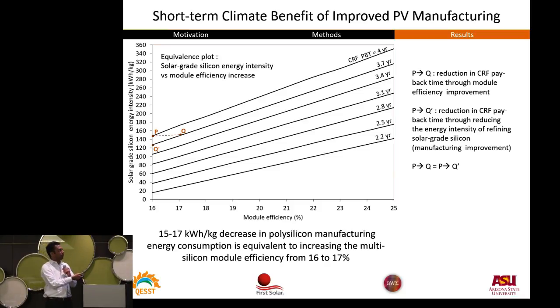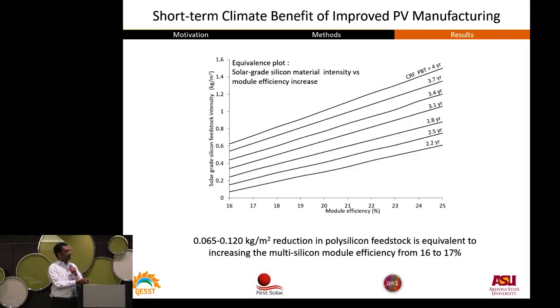What we found was, if you reduce the energy intensity of silicon by 15 to 17 kilowatt hours per kg, if you're able to achieve this decrease in polysilicon manufacturing, it's equivalent to increasing the module efficiency from 16 to 17% if you consider the short-term impacts. And similarly, we did the analysis for the amount of silicon that's required, not the energy intensity, using the CRF payback time analysis. The results show that if you reduce the amount of silicon by 65 to 120 grams per meter square of a PV module, it's equivalent to increasing the efficiency from 16 to 17%.